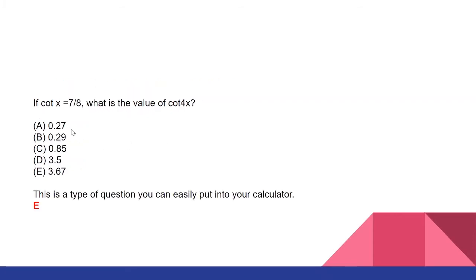Now, this is like a normal question you'll see with trigonometry. If cotangent x equals 7 over 8, what is the value of cotangent 4x? We know cotangent is 1 over tan, or cos x over sine, whereas tan is actually sine over cos. In this, because you flipped it, because you've done the inverse, 1 over something is inverse, so then it becomes cos x over sine. So basically your cos is your x value and your sine is your y value, so it's x over y.